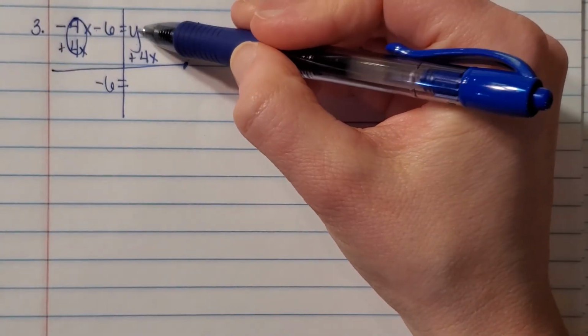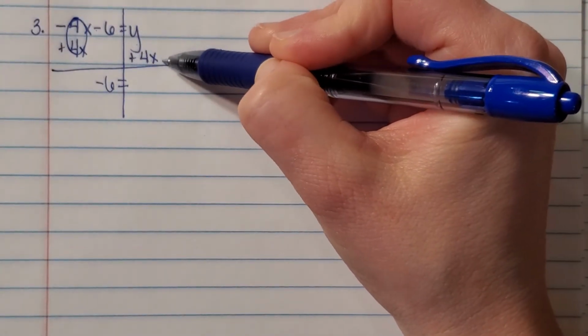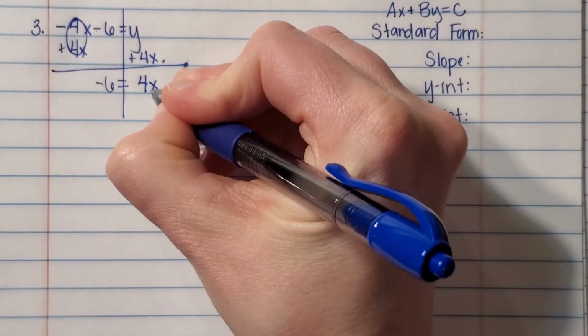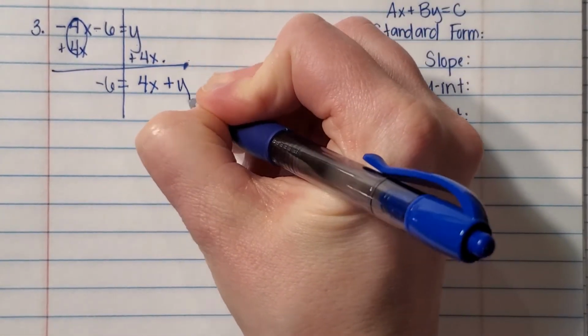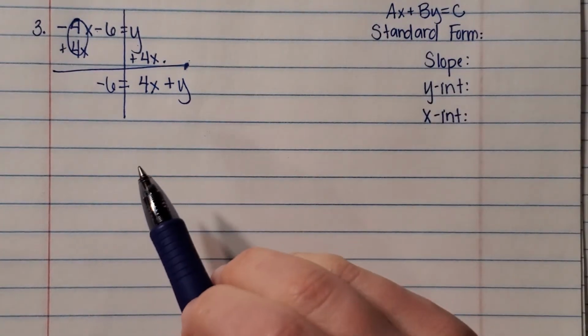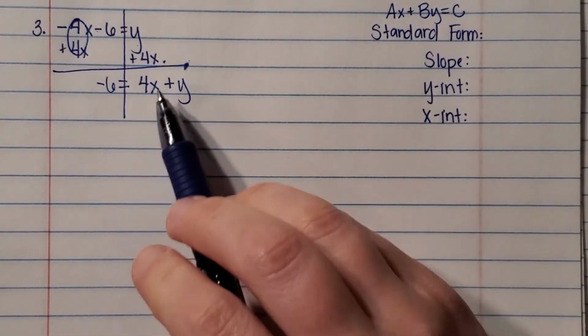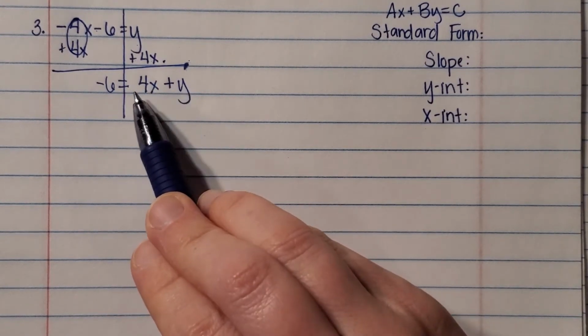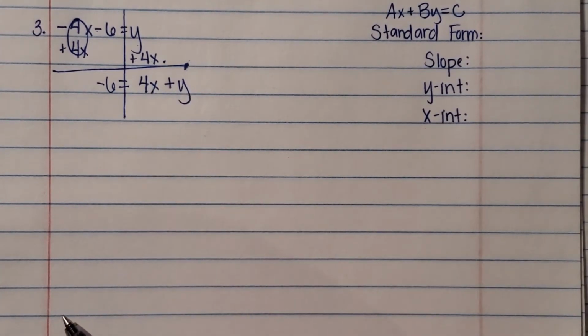I notice on this side we have a positive y and a positive 4x. I like to write my x first, so I'm going to write that positive 4x first and then add a positive 5 to the end. Let's look at it. Does it meet our expectations? Are x and y on the same side of the equal sign? They are. And is the number in front of the x positive? It is. So we are now done with this equation.